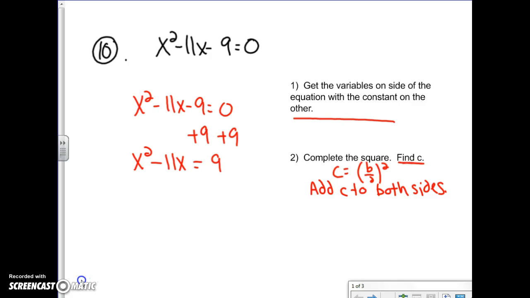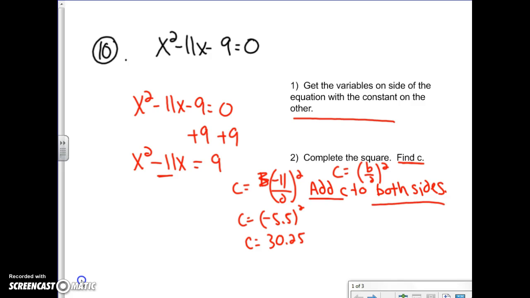The second step is I want to find out what c is. And how do I find out what c is? I'm going to take the b value, divide it by 2, and square it. So in this case, my b value is negative 11. So I'm going to take negative 11, divide it by 2, and square it. So what I get is negative 5.5 squared. So c turns out to be 30.25. So what am I going to do with the 30.25? I'm going to add it to both sides of the equation. So I got x squared minus 11x plus 30.25 equals 9 plus 30.25.